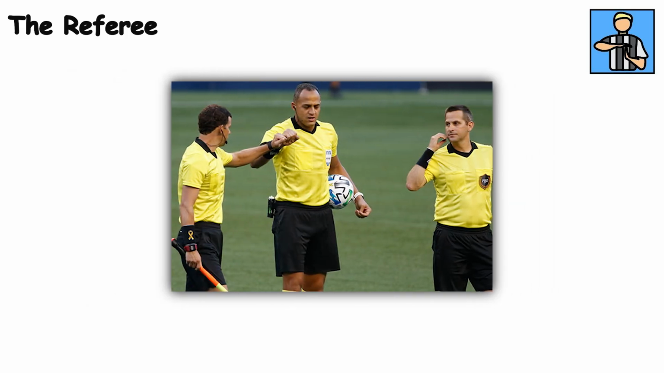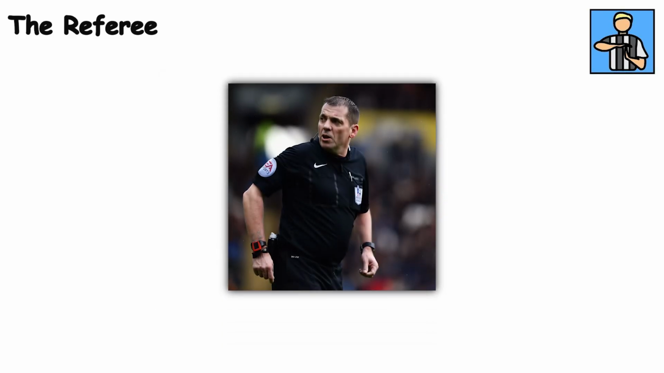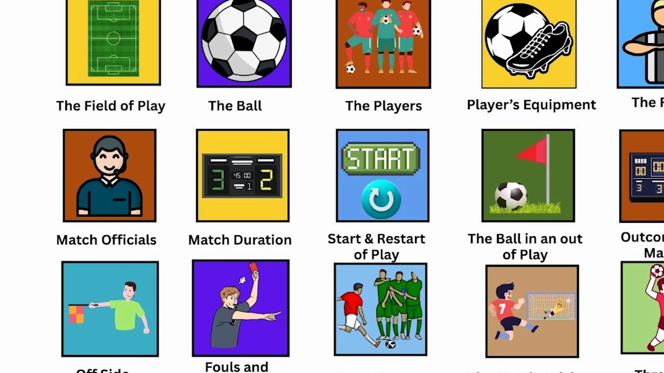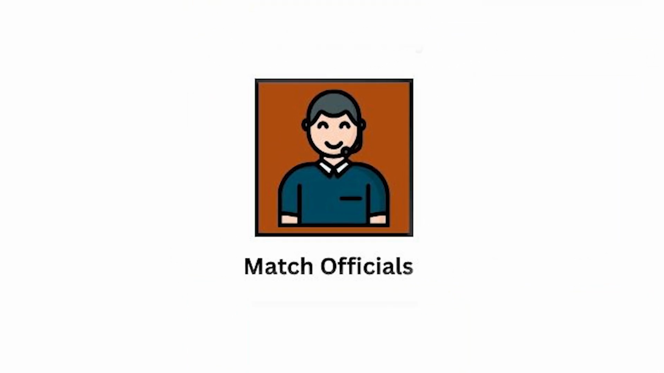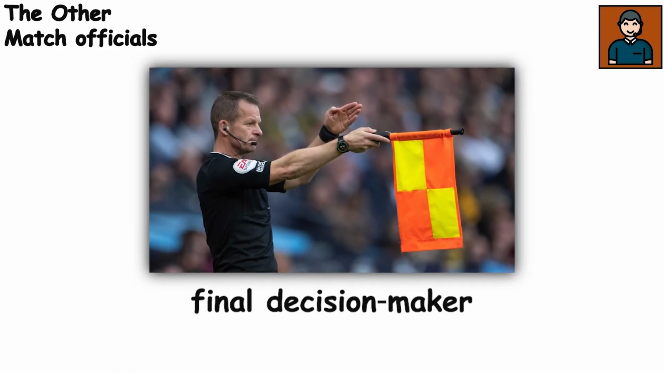These responsibilities and powers ensure the referee manages the game fairly, safely, and in line with the laws and the spirit of football. They maintain the flow, enforce discipline, and preserve the integrity of every match. Law 6. The other match officials. The referee is supported by a team of match officials who help enforce the laws of the game, but the referee always remains the final decision maker.